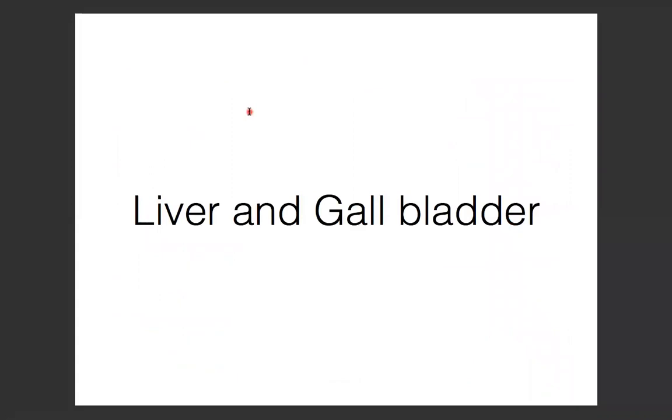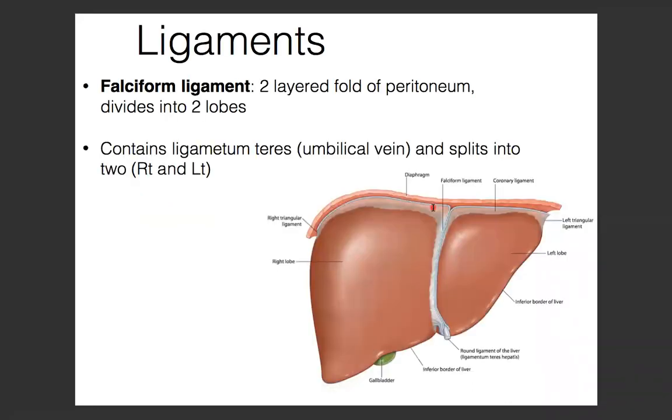Okay, so next we'll talk about the liver and the gallbladder. We'll talk about the liver in more detail than the gallbladder; the gallbladder we'll just mention. First, about the liver, we need to talk about its ligaments. The liver has four ligaments, but we'll only focus on the main one, the falciform ligament. The falciform ligament is basically two layers of folded peritoneum, and it's this part.